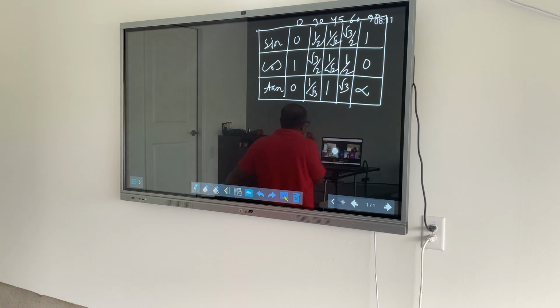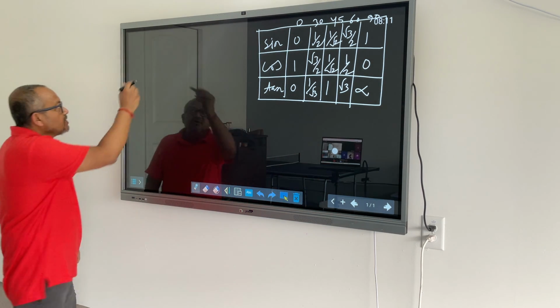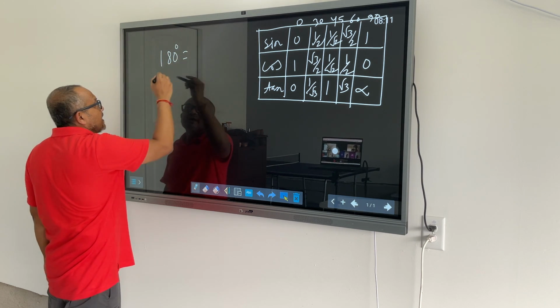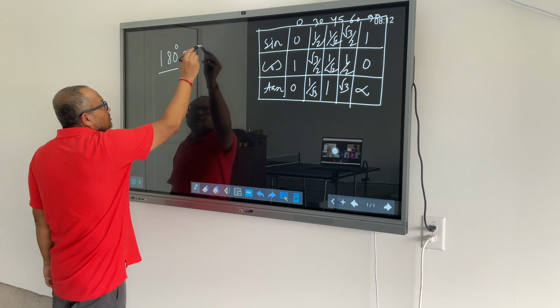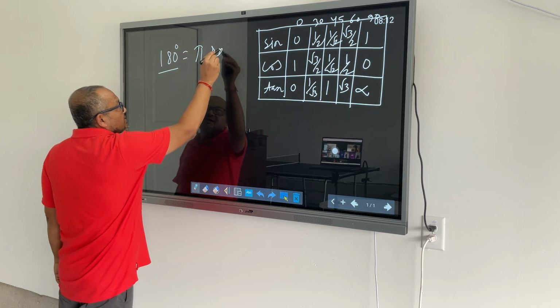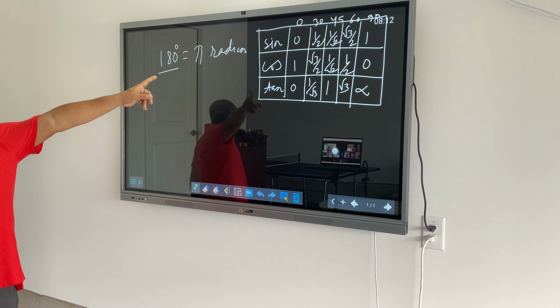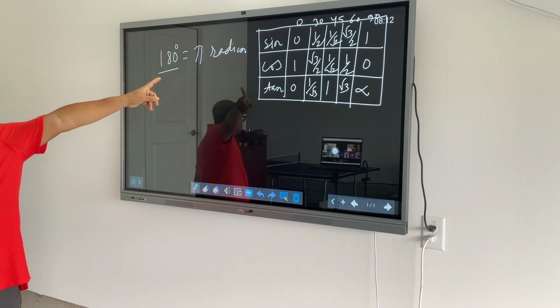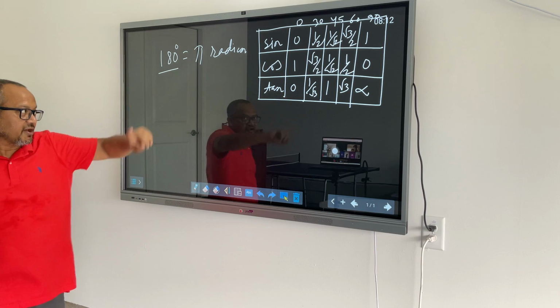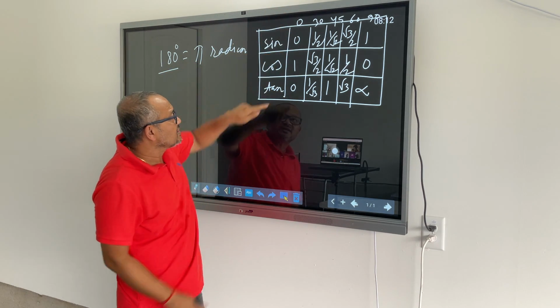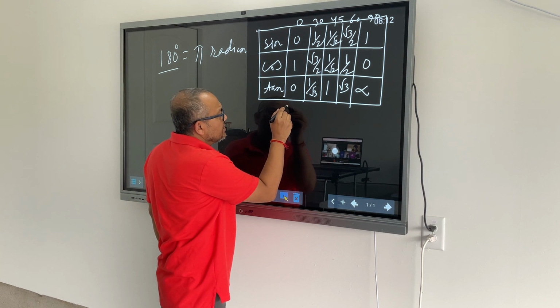Now there is one more concept that we briefly touched upon, that is degree to radian conversion. We also talked about that in one of the previous classes. If I am measuring in degree and want to convert that into radian, 180 degree is equivalent to pi radian. Yeah? Everybody? Okay.